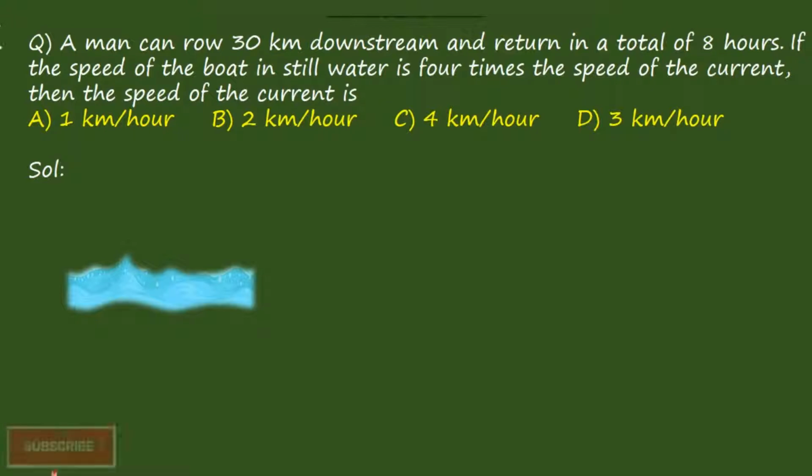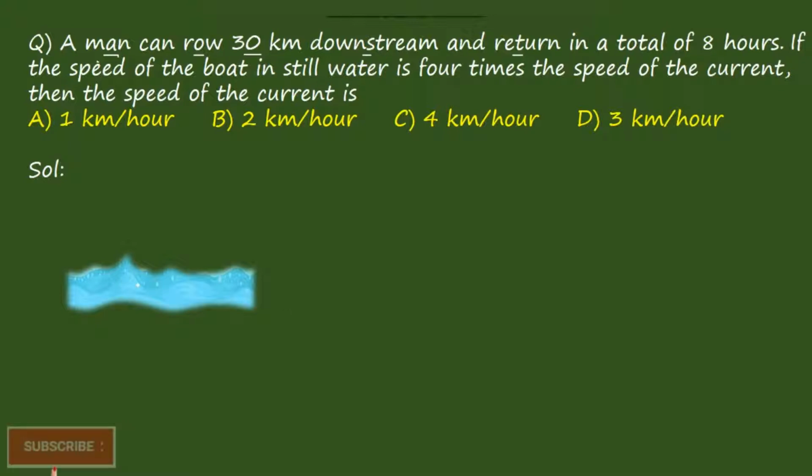Now coming to the next question. A man rows 30 kilometers downstream and returns, in a total of 8 hours. If the speed of the boat in still water is 4 times the speed of the current, then the speed of the current is... Okay, first we understand the question. It's saying that the man rows 30 kilometers downstream and returns.